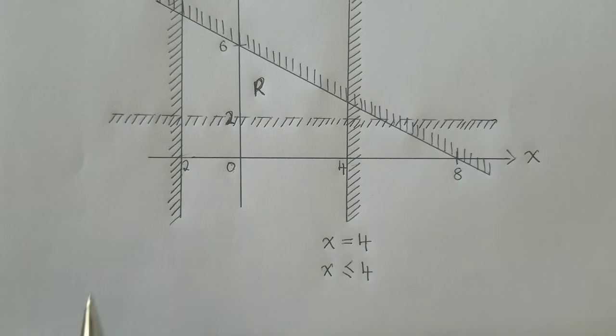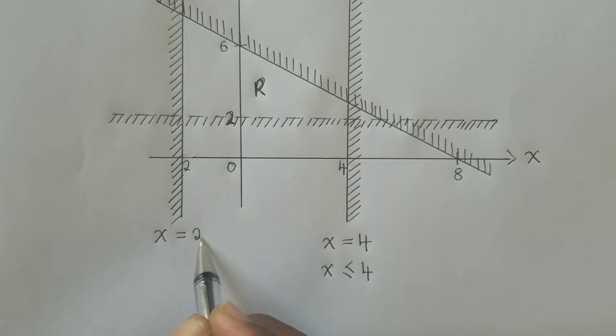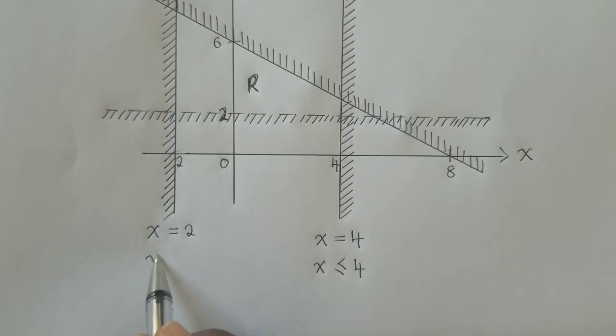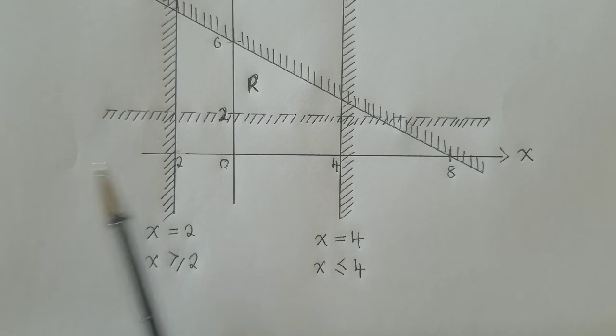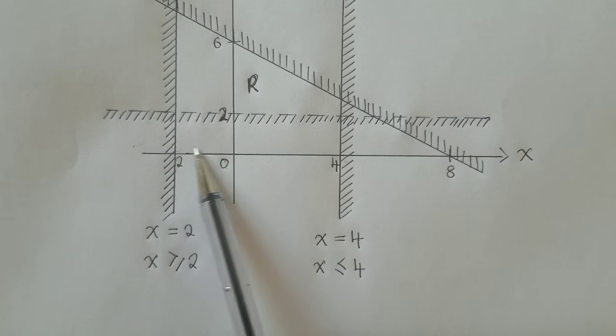We come to this one. This is x is equal to 2. To show the inequality, we're going to say x is greater than or equal to 2. We get the opposite. Okay? So what is shaded is less. To show the inequality, we get the opposite.